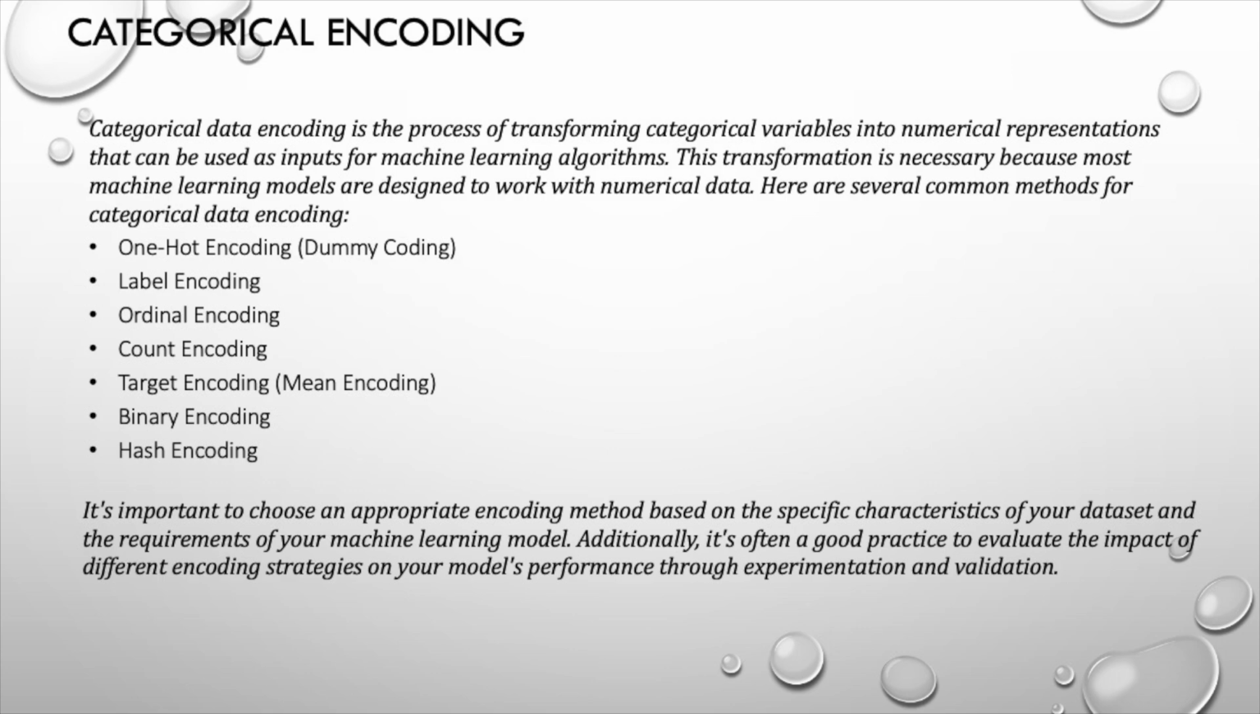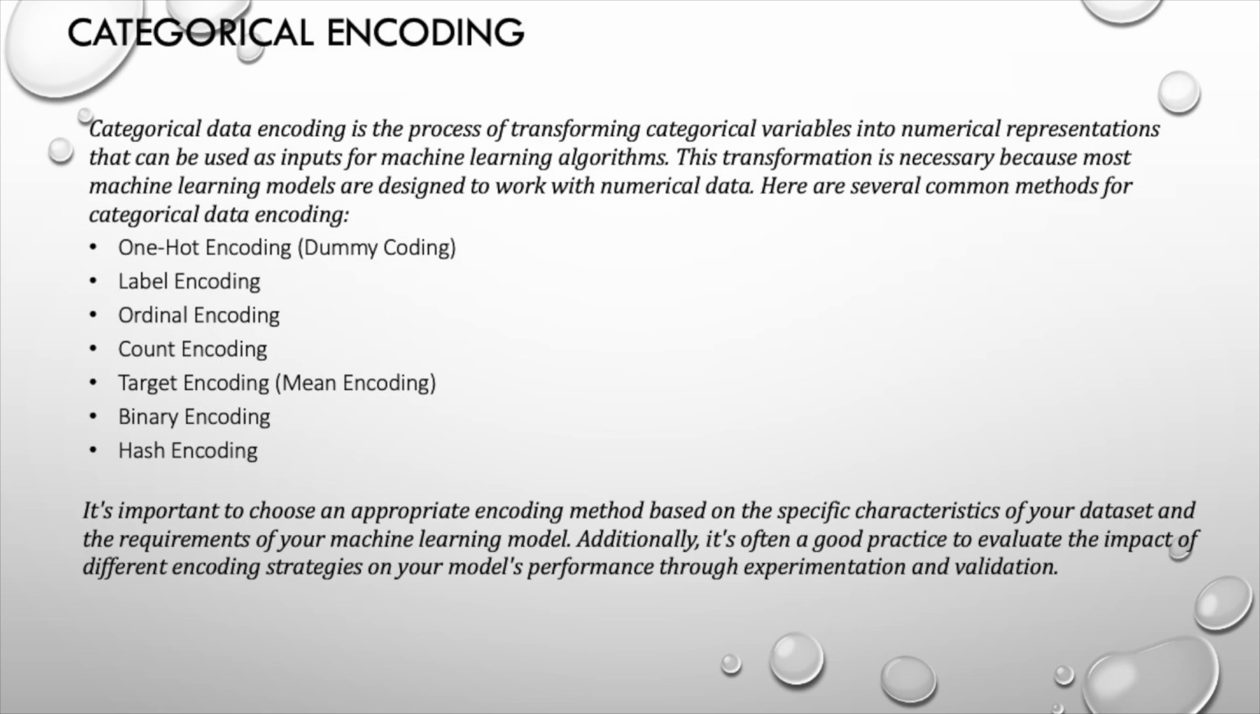Target encoding, or mean encoding. Each category is replaced with a mean, or other aggregated statistic, of the target variable for that category. This method captures the relationship between the categorical variable and the target variable. It can be susceptible to overfitting, especially when the number of samples per category is small.